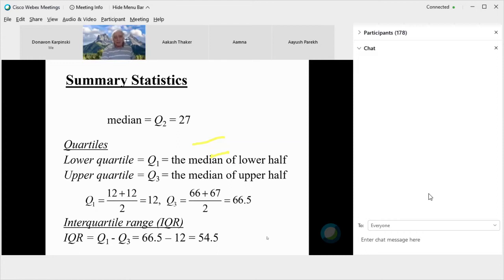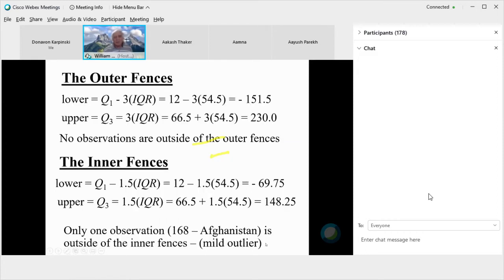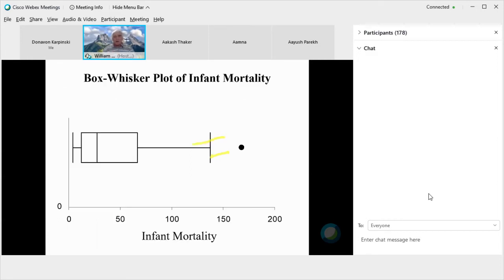So from that, you can compute the interquartile range. You can compute the inner and outer fences. All observations within the inner fences are non-outliers. Those between the inner fences and outer fences are mild outliers. Those that are outside the outer fences are extreme outliers. In this data, there's only one outlier. This is the infant mortality for Afghanistan.